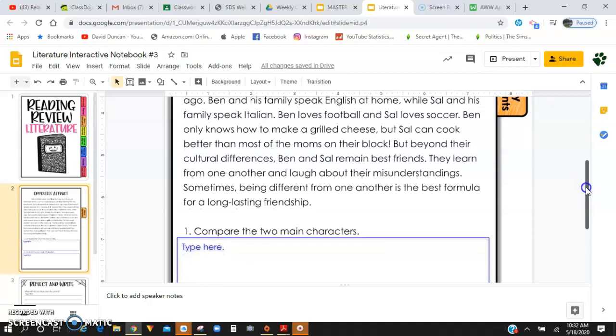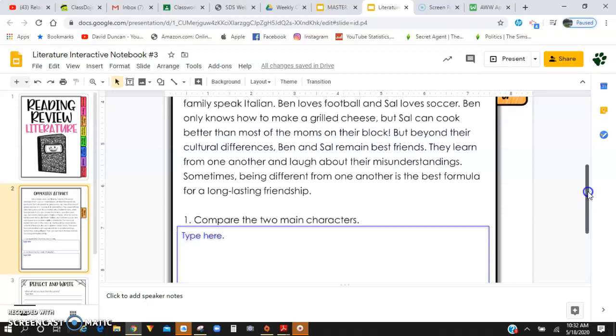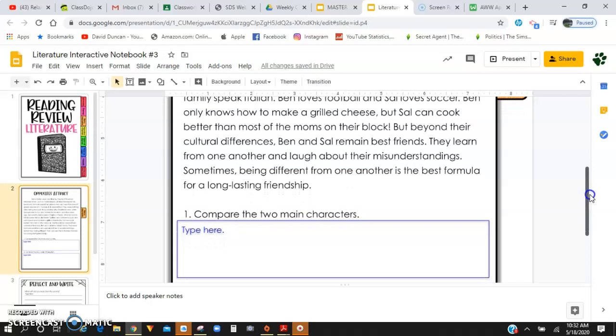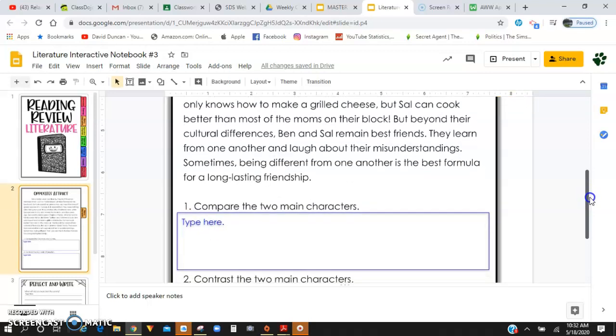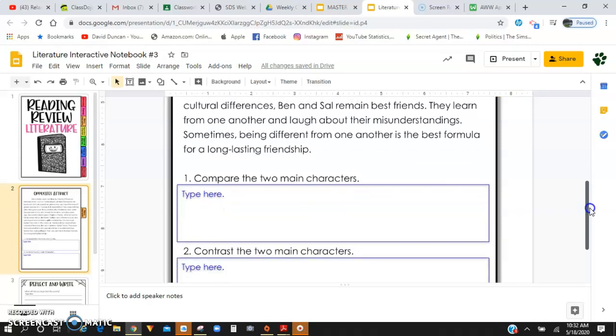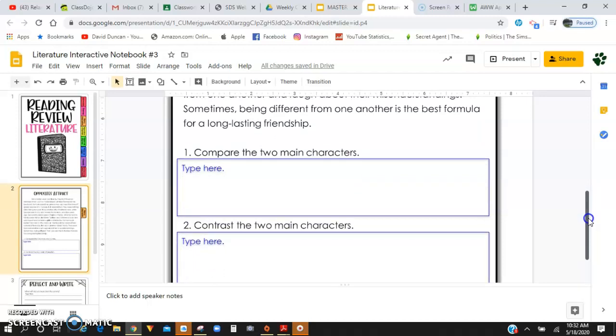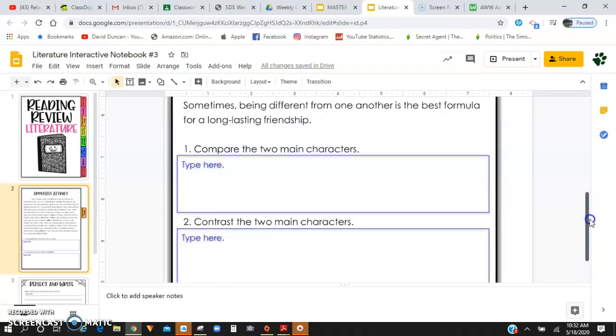Ben loves football and Sal loves soccer. Ben only knows how to make a grilled cheese, but Sal can cook better than most of the moms on their block. But beyond their cultural differences, Ben and Sal remain best friends. They learn from one another and laugh about their misunderstandings. Sometimes being different from one another is the best formula for a long-lasting friendship.